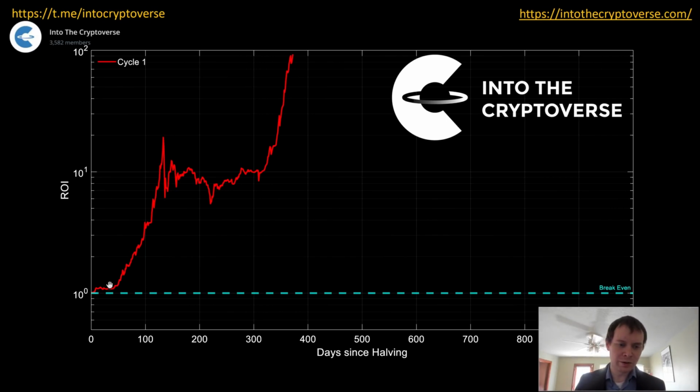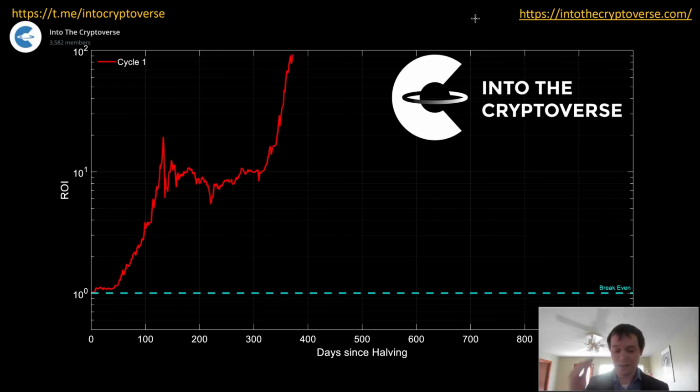This was the first market cycle. You can see it from the halving, again, not market cycle bottom. It fairly quickly went up to an ROI of 20x. It retraced back down to say 5 to 6x or so, and then went all the way back up to between 90 to 100x.